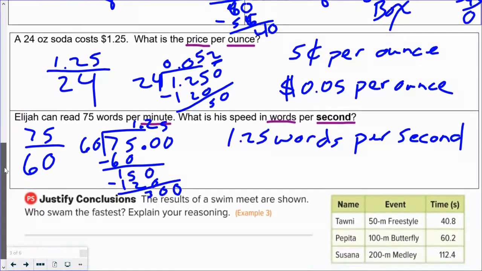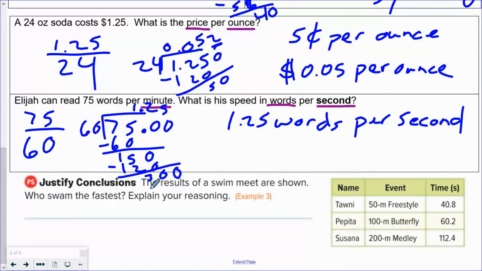Okay, so we need to pause that and then come back. The results of a swim meet are shown. Who swam the fastest? Explain your reasoning. Okay, so here we have our given event. How many meters were they going and how much time?